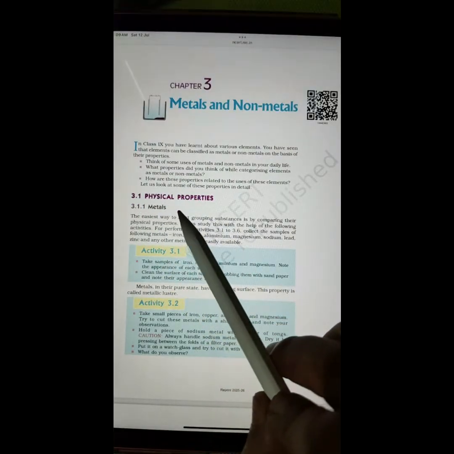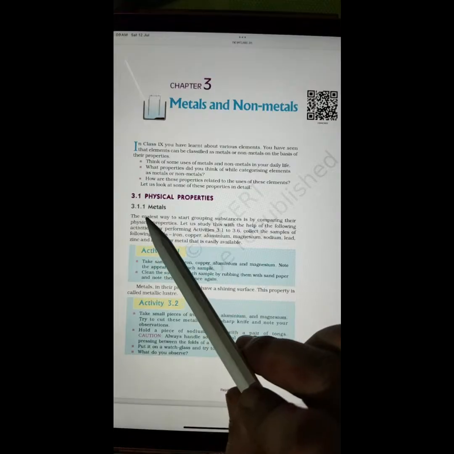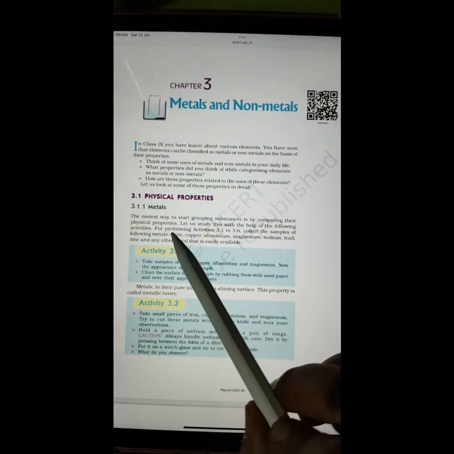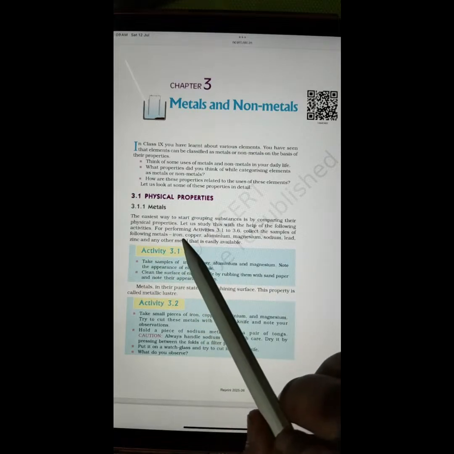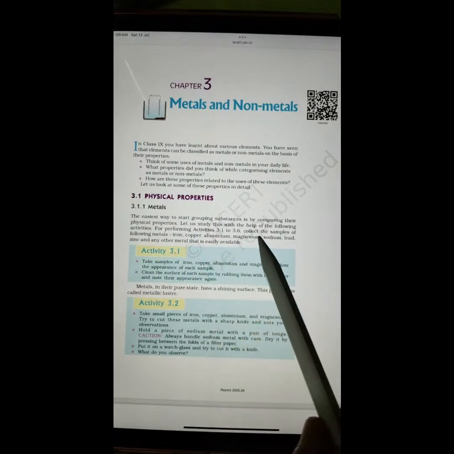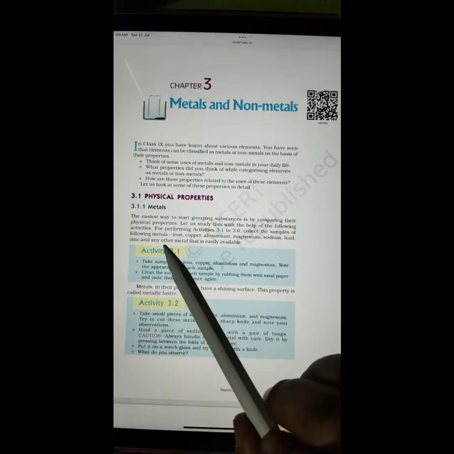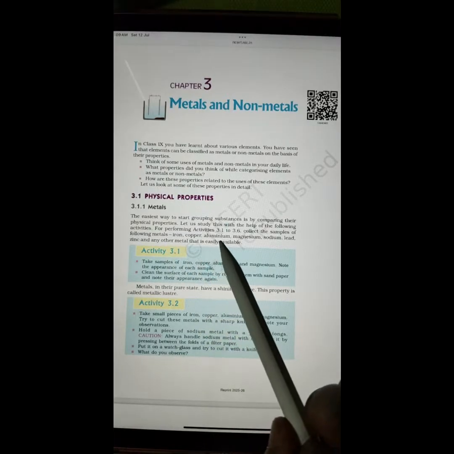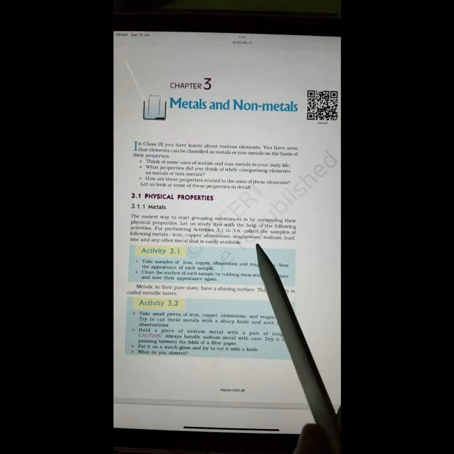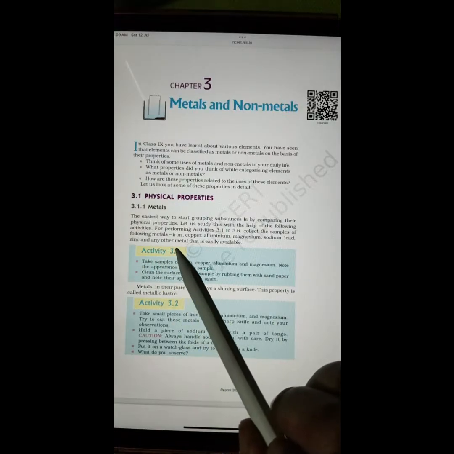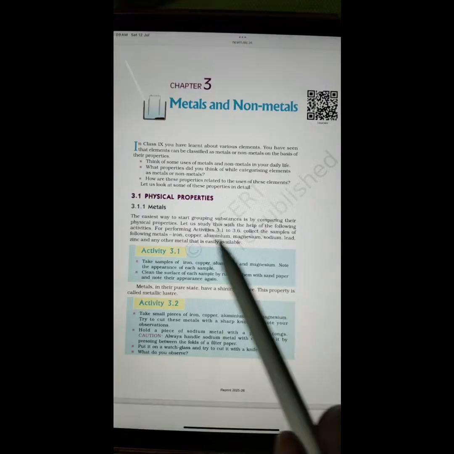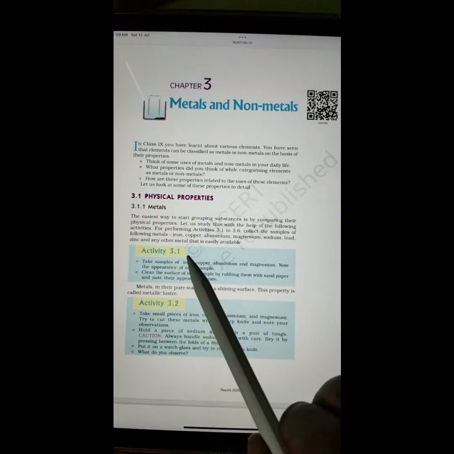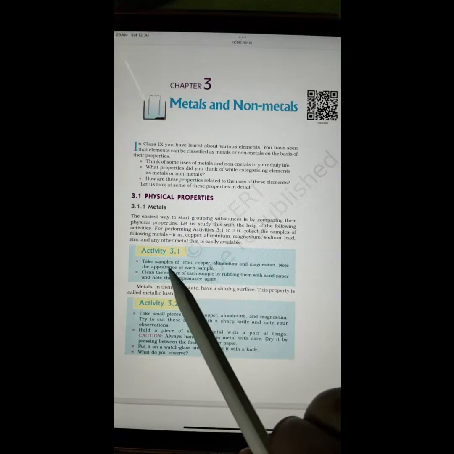3.1 Physical Properties. 3.1.1 Metals. The easiest way to start grouping substances is by comparing their physical properties. Let us study this with the help of the following activities. For performing activities 3.1 to 3.6, collect samples of the following metals: iron, copper, aluminium, magnesium, sodium, lead, zinc, and any other metal that is easily available.